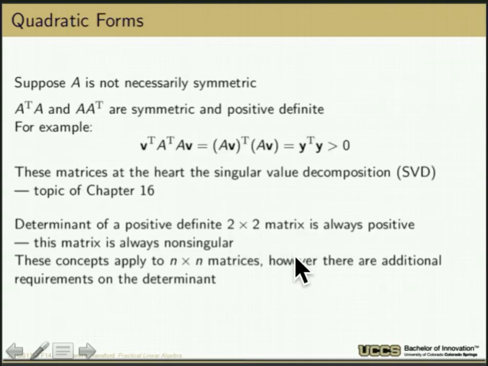Looking at the determinant of a positive definite matrix, it is always positive. The matrix is always non-singular because of some of these properties. So this gives us something where we know there will be a positive change in area and it's non-singular, so we can always solve it. Even though we've done all this for 2 by 2, this applies in general to n by n matrices.